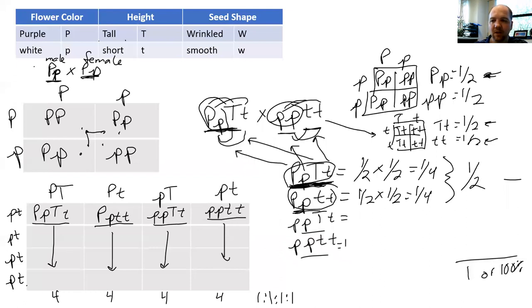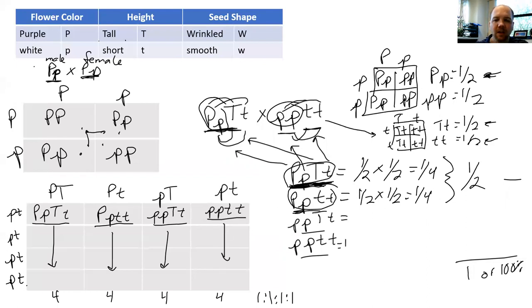So let me do one other 2-trait cross, and then let's take a look at a 3-trait cross. That's when it gets a little bit more complicated. With a 2-trait cross, you can still run a Punnett square, and everything will work out really well. But once we get to a 3-trait cross, that's when it gets a little bit messy.